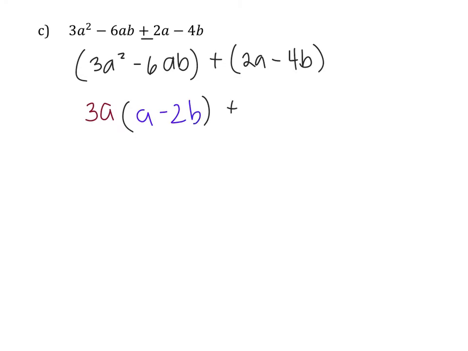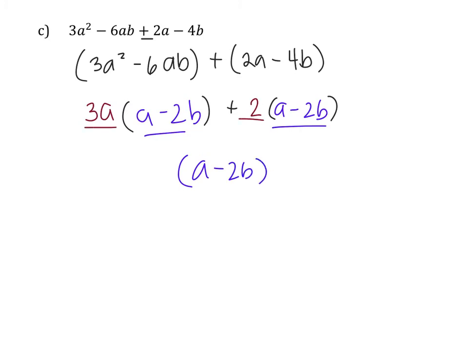Plus, 2a and negative 4b, I can factor out 2. And I'm left with a minus 2b. Works out nicely, this is the same. So a minus 2b times the sum of my coefficients there, or the factors on the outside, 3a plus 2. Again, multiply if you're not sure. Let me just put in some equal signs here.